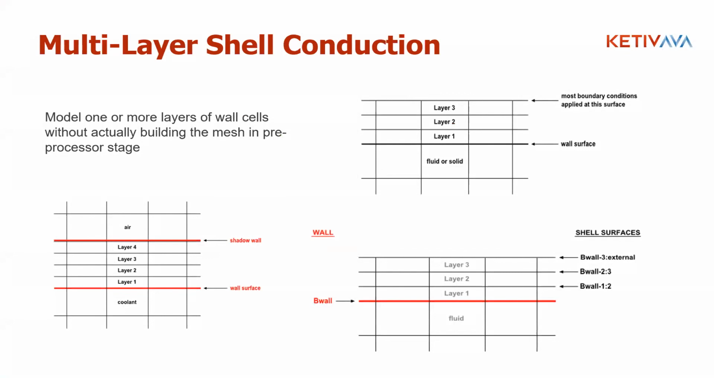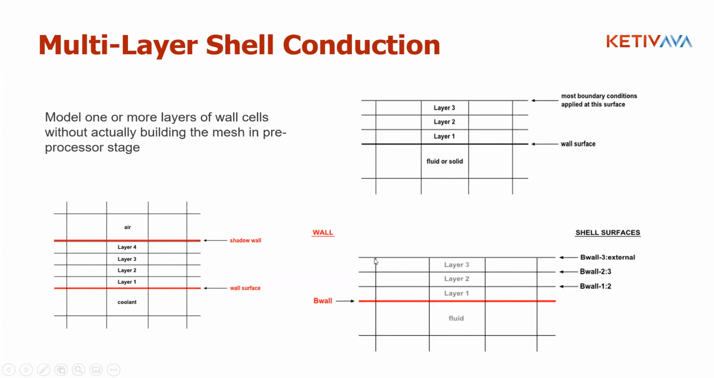When you create multi-layer shell conduction, or when you assign an additional layer on any wall, where does it get created? Whatever layers you add are added between the original wall, which is represented by B wall in this image, and the outside domain. For example, in my case, this would be the tube wall, and this would be ethylene glycol. I've just added one layer. So this is the extra aluminum layer that I created. I think I assigned a thickness of 2 millimeters.